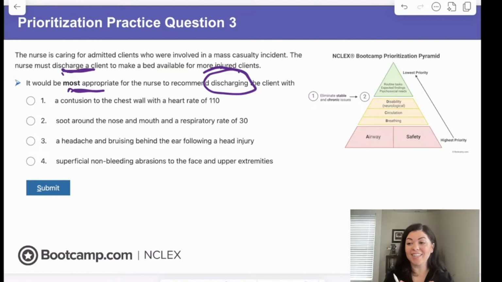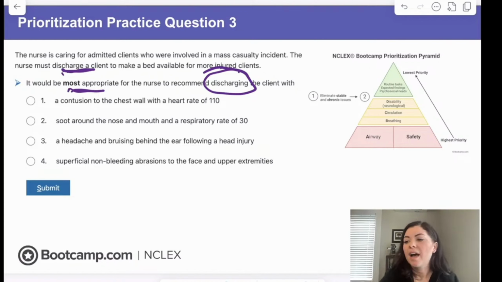Now I'm gonna go ahead and tell you guys, this question is much easier than the other two, but I chose it for a really good reason, because all of the answers have very high yield conditions that you're likely to see on NCLEX. So even if you're like, I know the answer, pay close attention because there's going to be a lot of learning here.